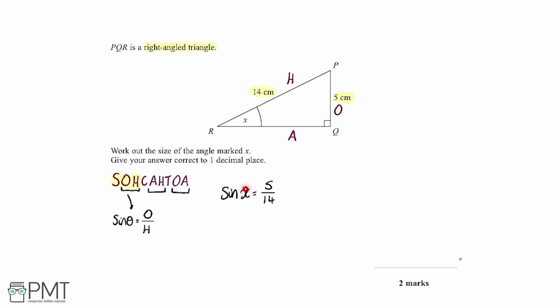Our next step is to work out what x is. The way we do this is by using inverse sine. So we can say x equals the inverse sine, which we write as sine to the minus 1 of 5 over 14. And what you can do is put this straight into the calculator.